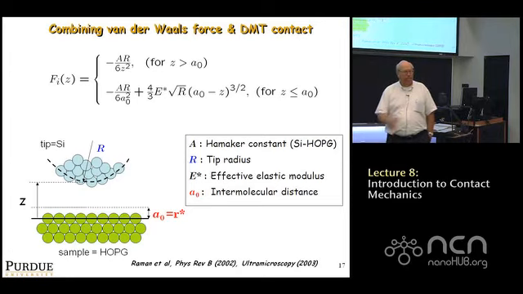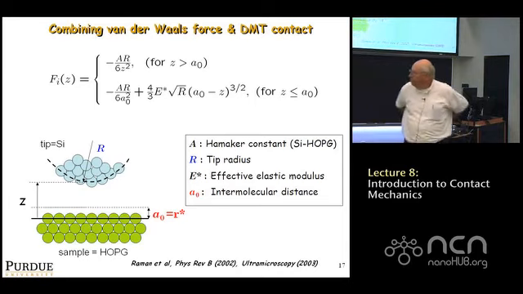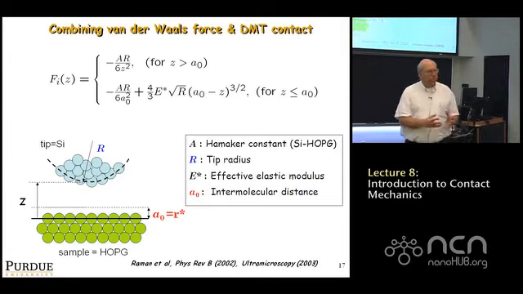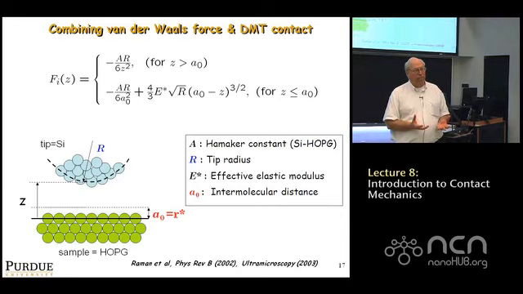The simulation there says sample equals HOPG. Say what? On the figure, it says sample equals HOPG, the material. So what you have to do is specify the tip material and the substrate material. What that notation is telling you is that the tip is made of silicon, and the substrate is a material called highly oriented pyrolytic graphite.